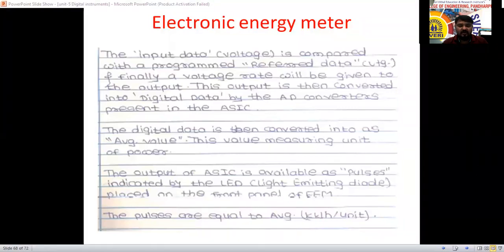L is liquid, C is crystal, and D is the glass material that is called display. And the light emitting diode is called LED.